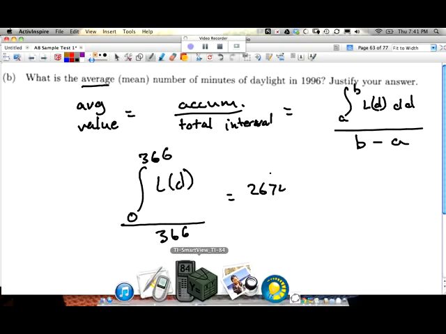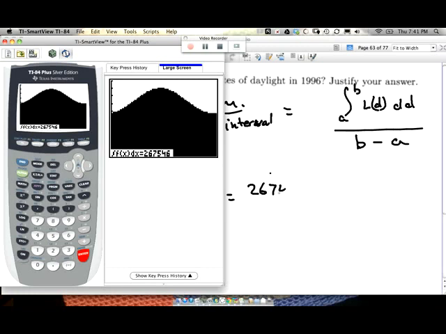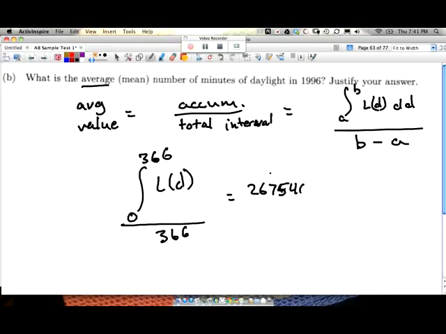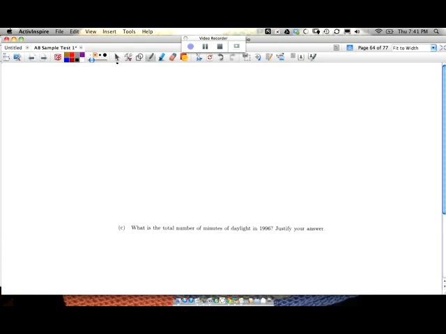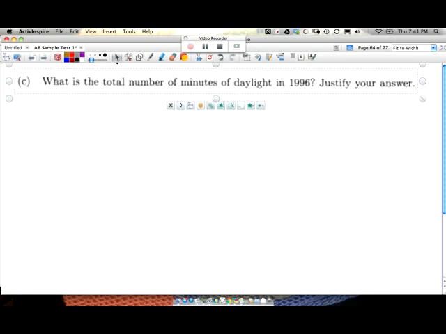That equals 267,546 divided by 366 minutes. And guess what? We don't have to simplify that. Why? Because it's an FRQ. So we're done with B. Let's move on to C. And that was enough justification of our answer, showing just the process that we set up to get that. We don't have to use verbiage necessarily to justify it.